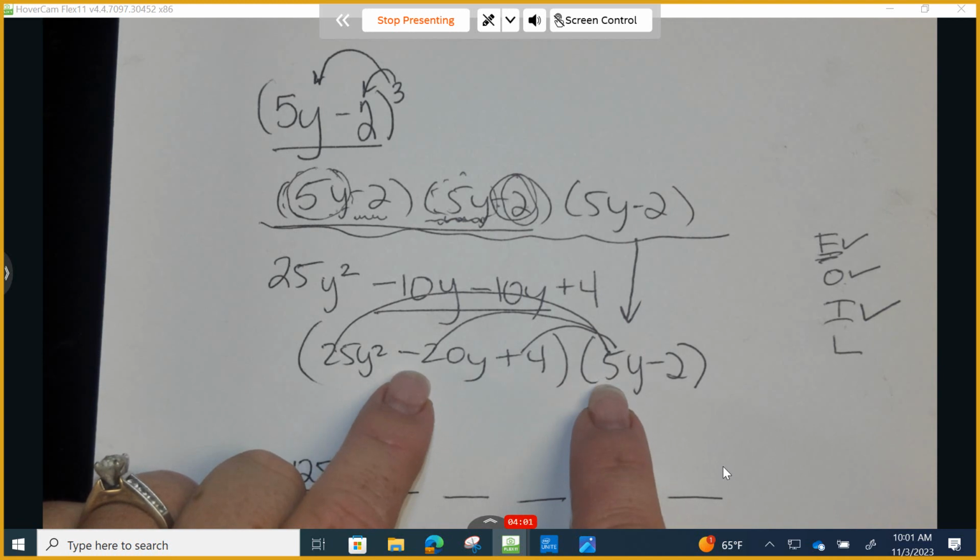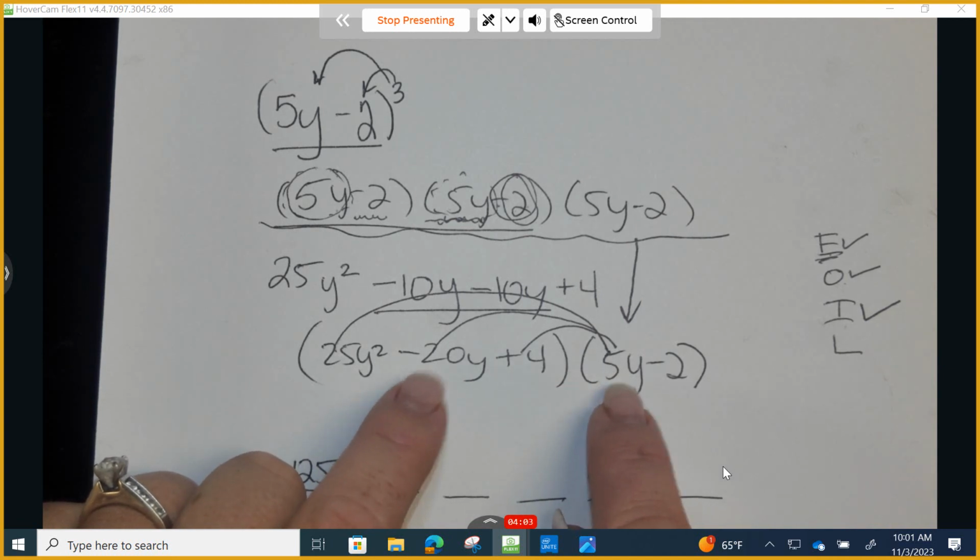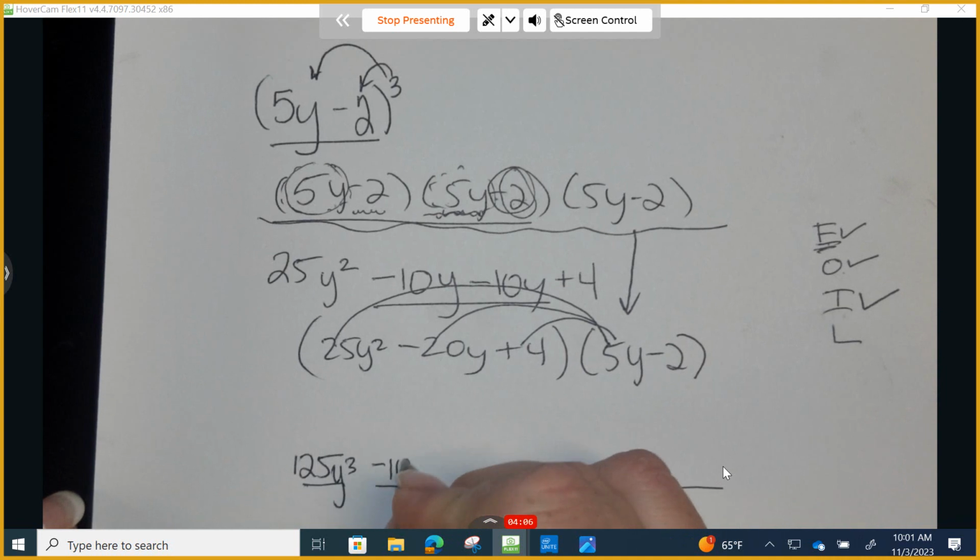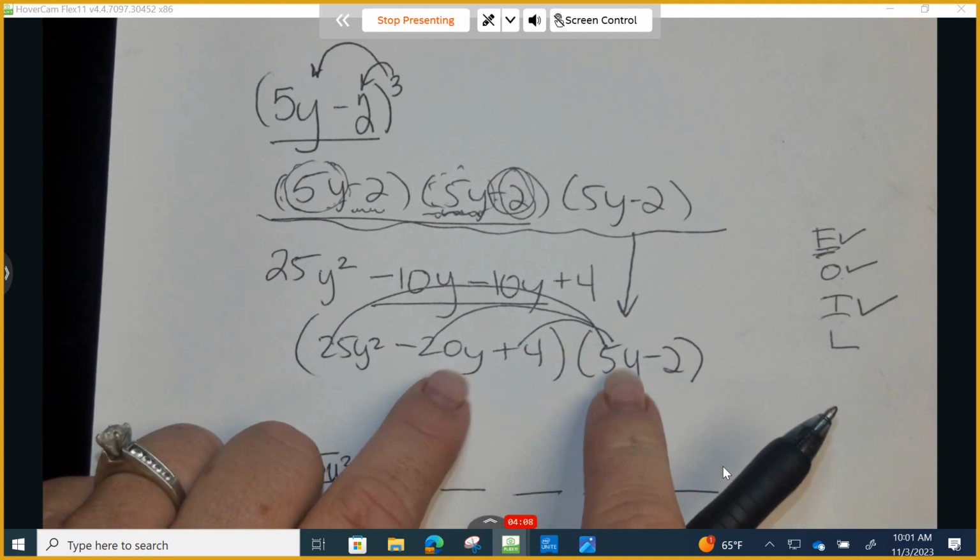What is negative 20 times a positive 5? Negative 20 times positive 5 is negative 100. And now I have to count. How many y's do I have? 2.